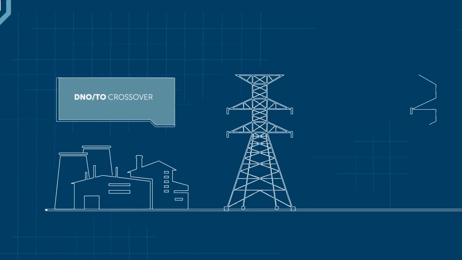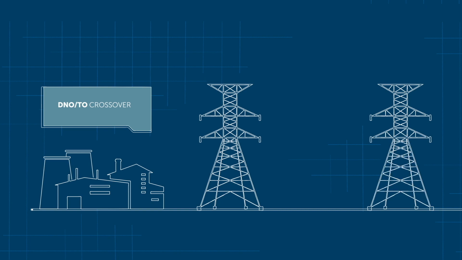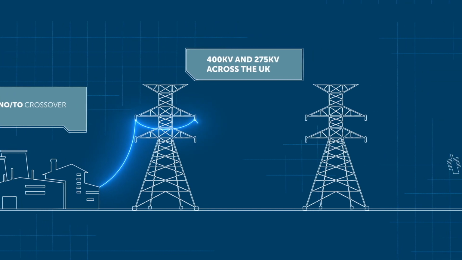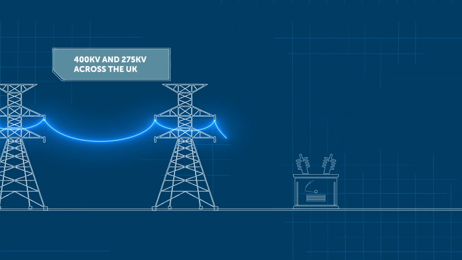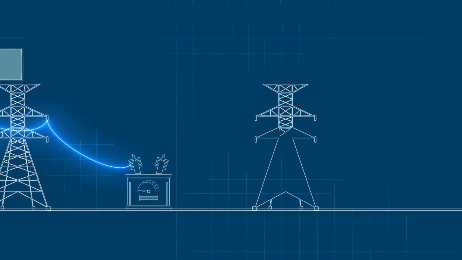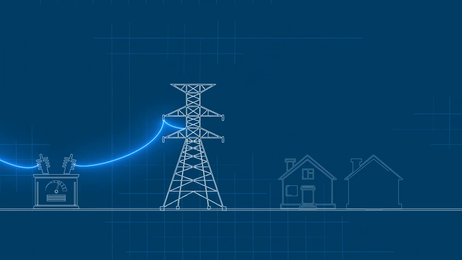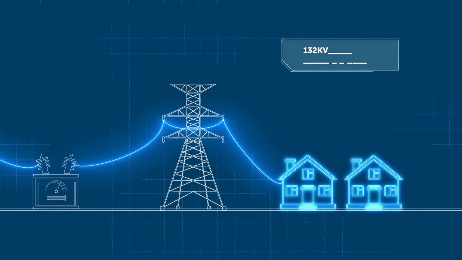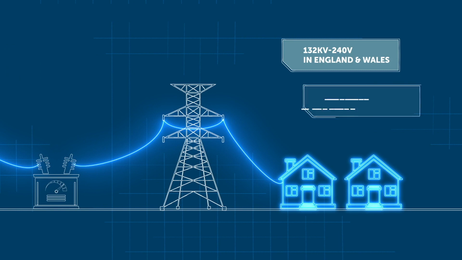The transmission network is utilised for the bulk, often long-distance, movement of electricity at high voltages, 400 kV and 275 kV across the UK. The distribution network is utilised for the electricity provision to many customers through lower voltage, more localised networks, from 132 kV to 240 volts in England and Wales and 33 kV to 240 volts in Scotland.